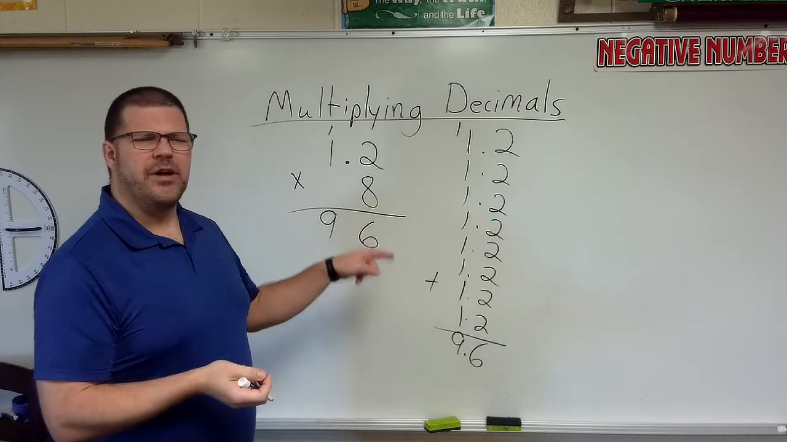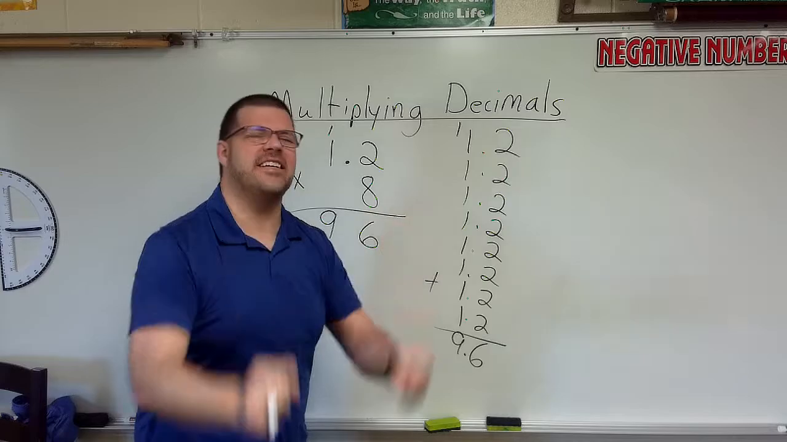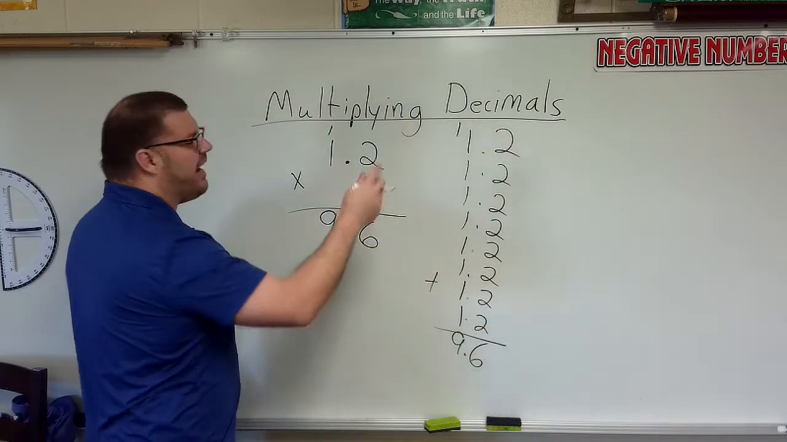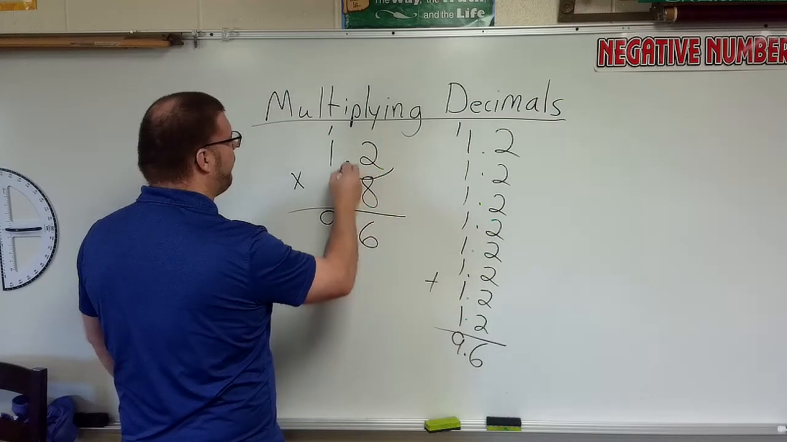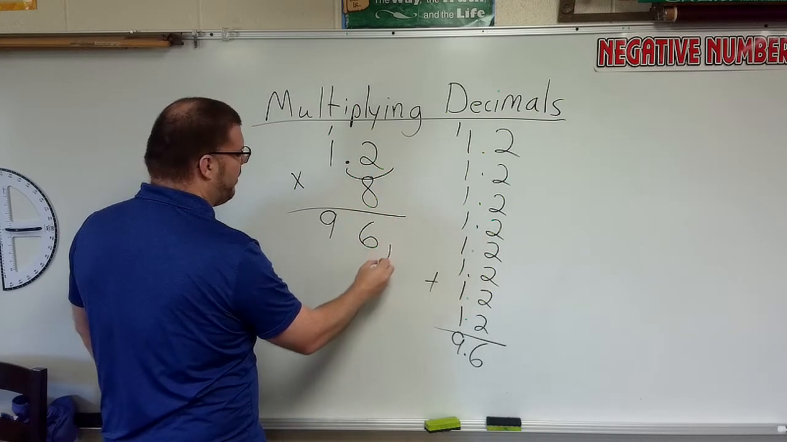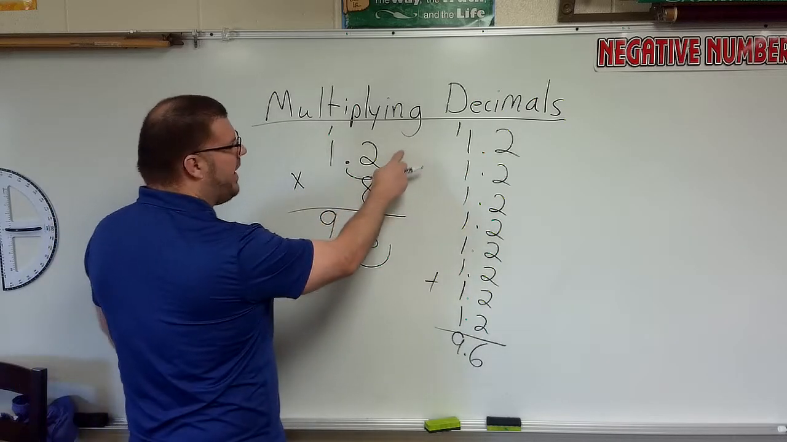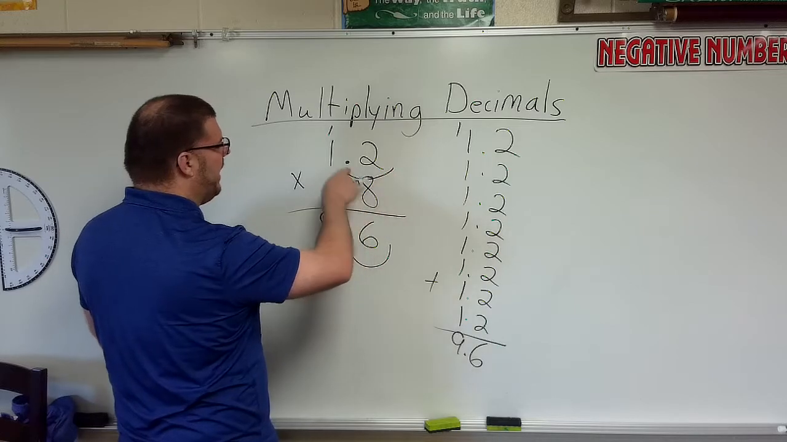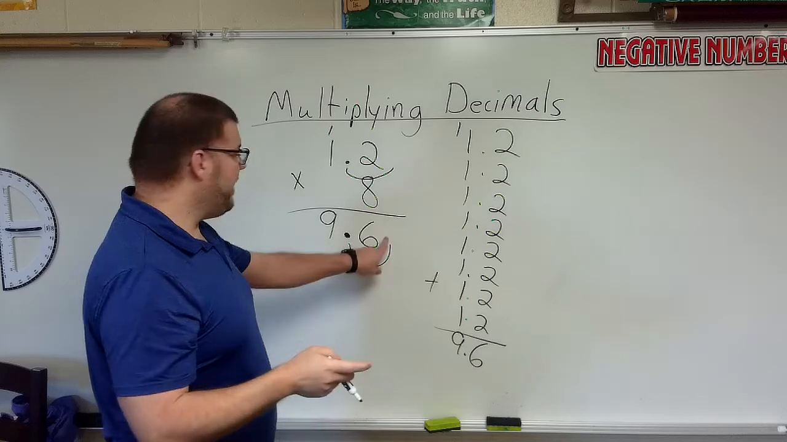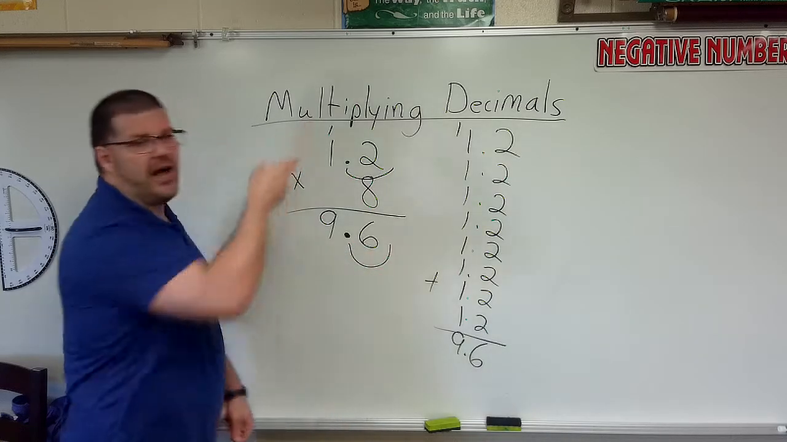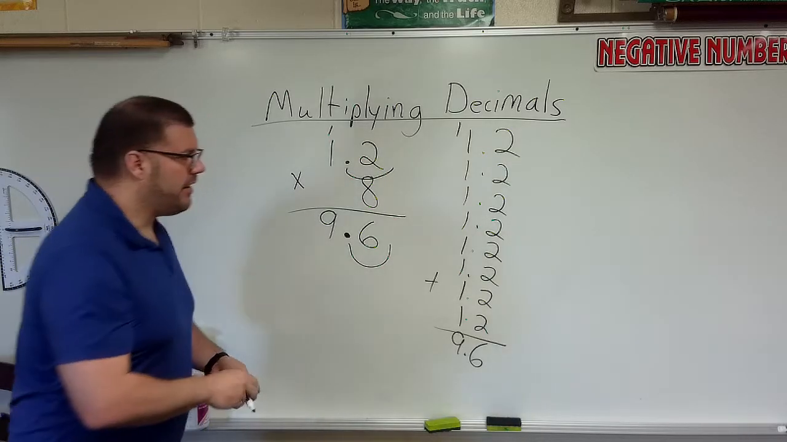But wait. 1.2 times 8 can't be 96. Remember, I said we would get to this. We finally have gotten here. You have to count how many hops you go in from the end of your number to count the decimals. You have 1 hop, so you've got to move your decimal 1 hop. You start at the back side, you count how many hops to get to the decimal, and you start at the back side of your answer and do the same number of hops. And then you put your decimal there. All right, let's try another.